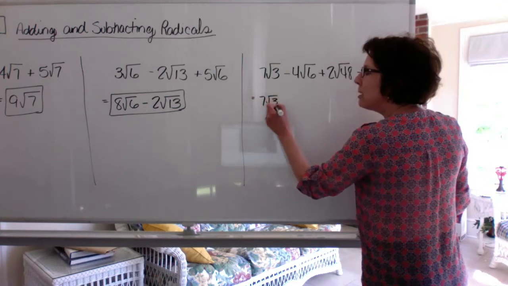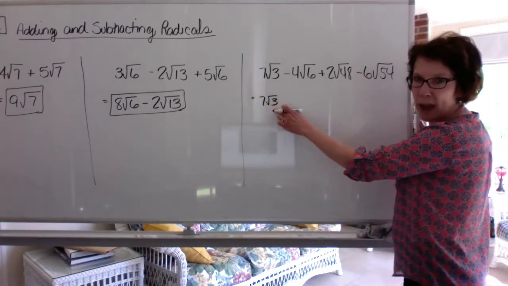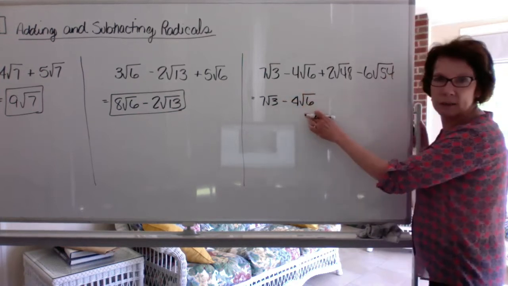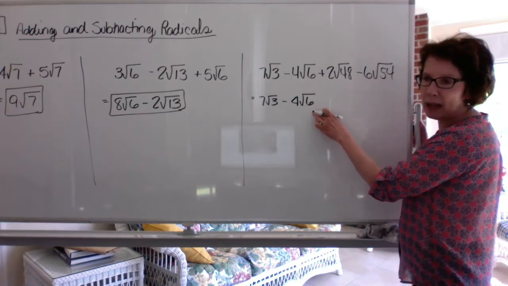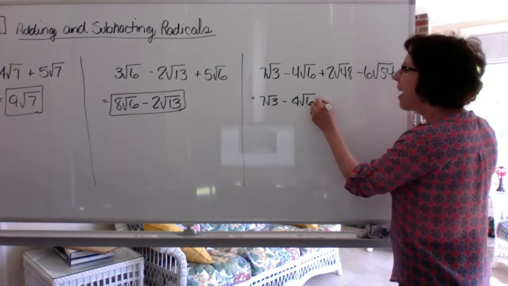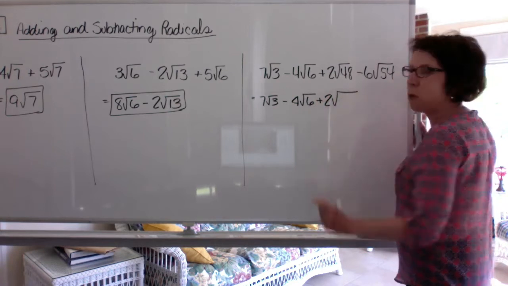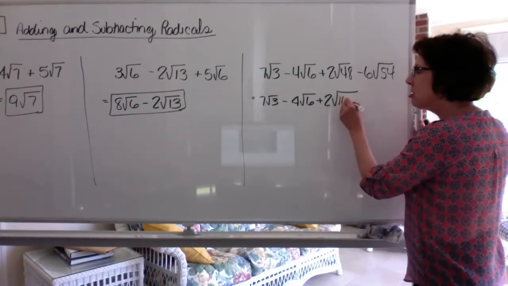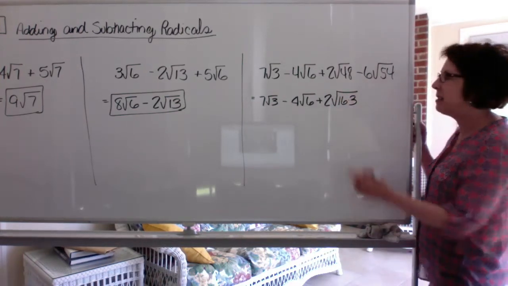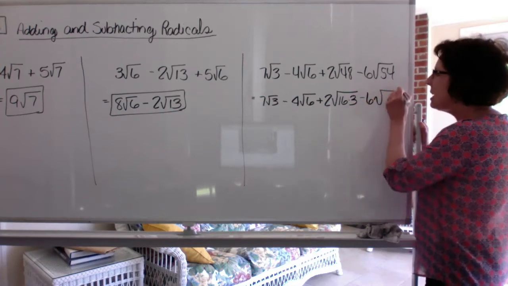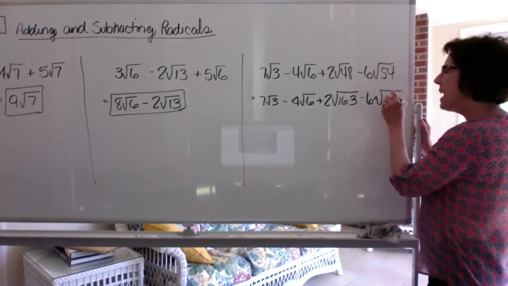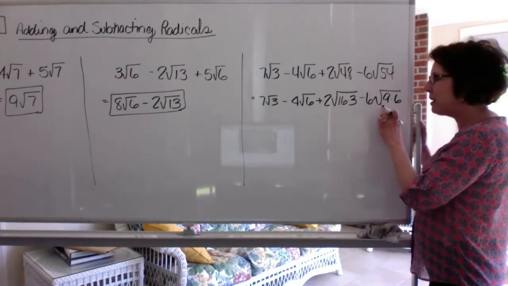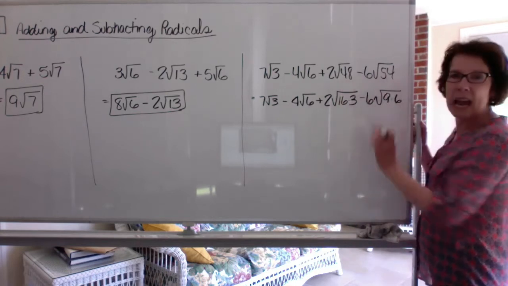7 root 3, well, 3 does not have any perfect square factors. We're just going to copy that again. Minus 4 root 6, same thing. Root 6, 6 is just 2 times 3. There are no perfect squares in there, but look at the square root of 48. Well, 48 is 16 times 3. So let's change that to 16 times 3. We'll come back to that. Minus 6. Now, what is 54? 54 is 9 times 6. Okay, so I found a perfect square factor in both the 48 and in the 54.